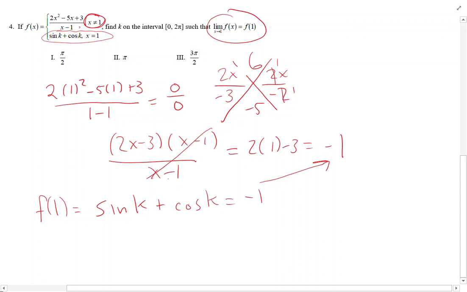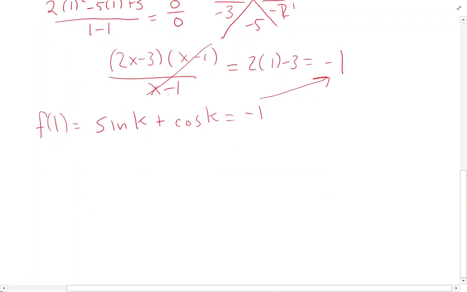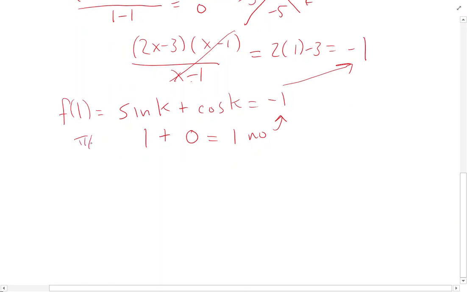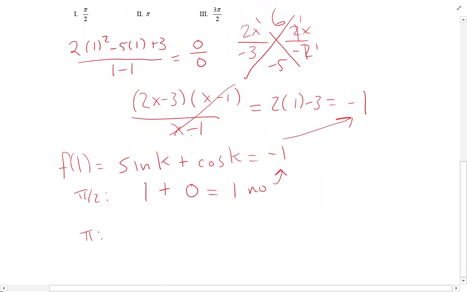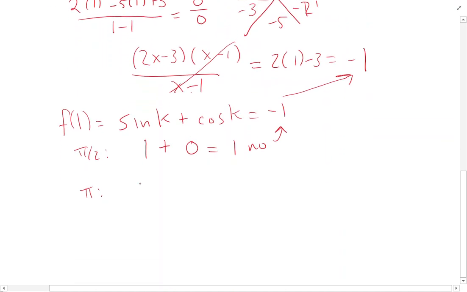Looking at my answer choices, I'm just going to try them. I know sine of pi over 2 is going to give me 1, plus cosine of pi over 2 is 0, equals 1. Nope, that didn't work. So let's try pi, which is our second choice. Sine of pi is 0. Cosine of pi is negative 1.